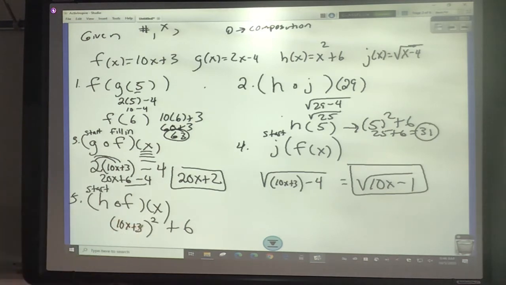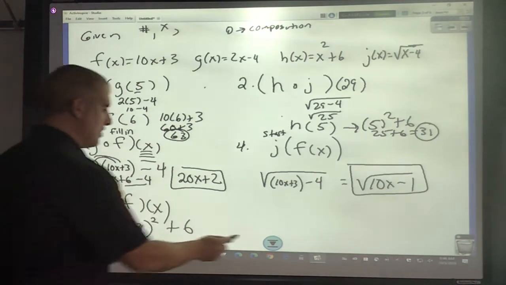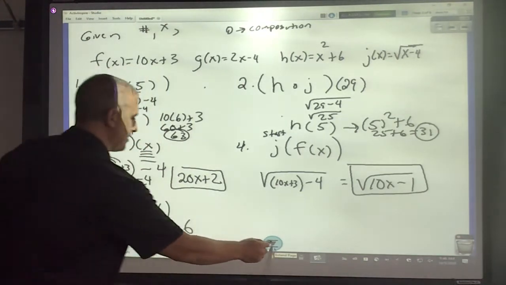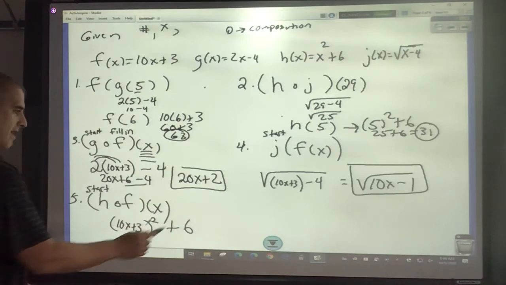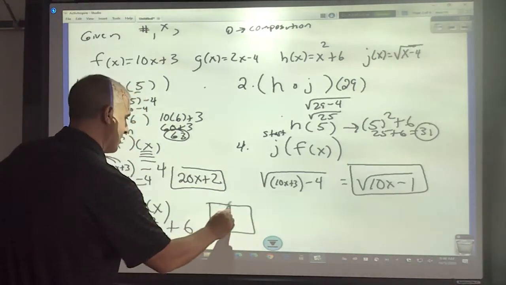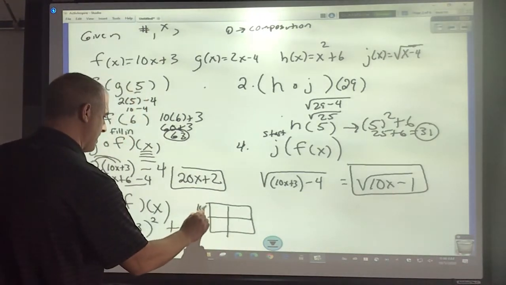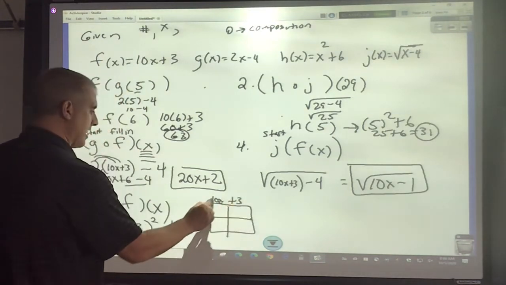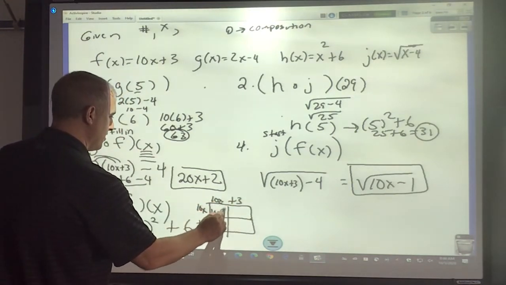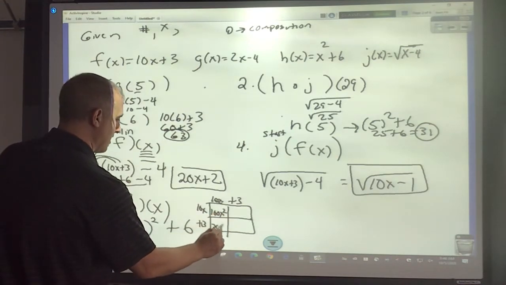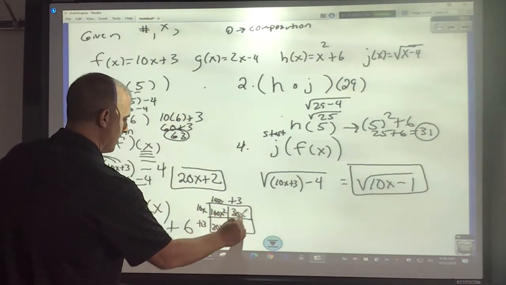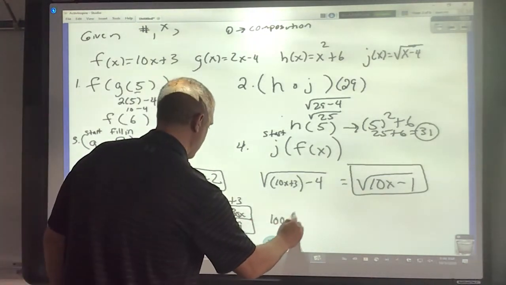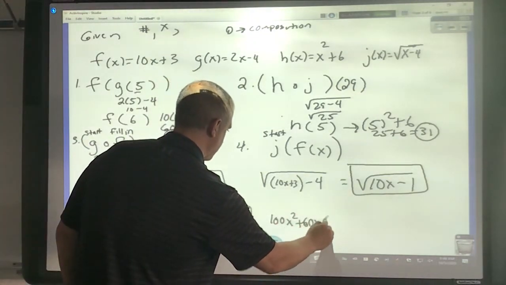Now I've got to do an operation. Last unit, we did a ton of stuff with the squared thing. What we know about that is that it means 10x plus 3 times 10x plus 3. 10x times 10x would be 100x squared. 3 times 10x would be 30x. Same thing over here, and I got 9. So I got 100x squared plus 60x plus 9.